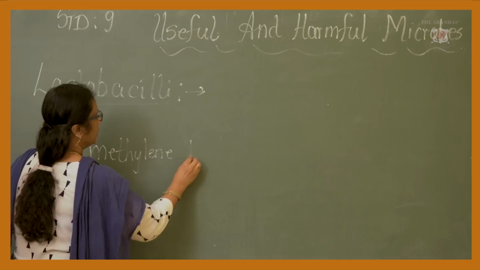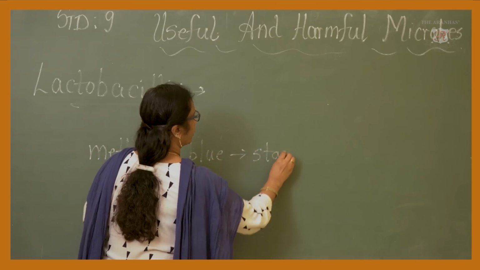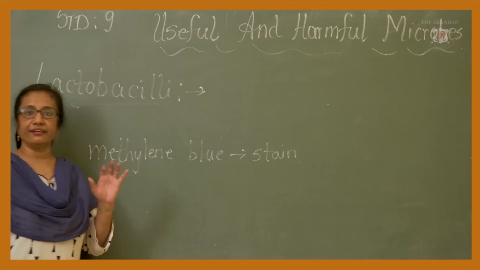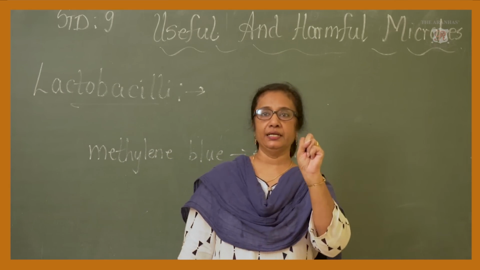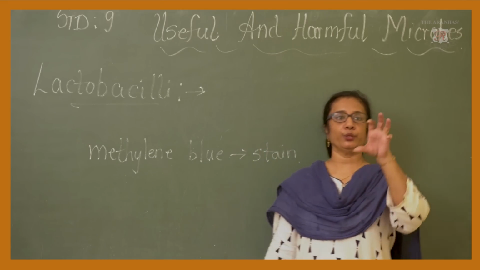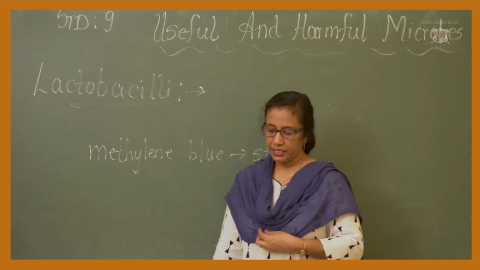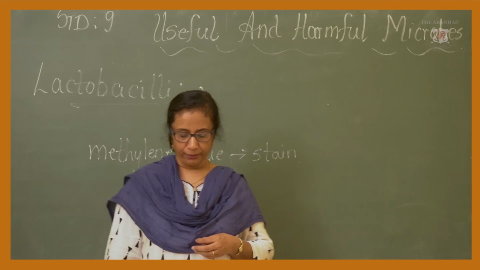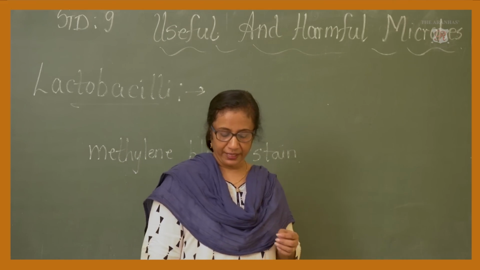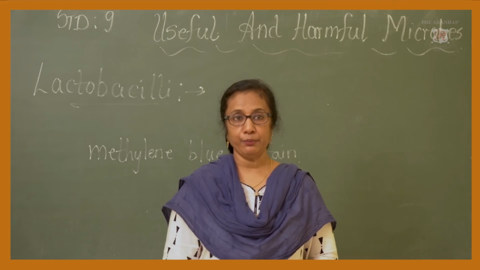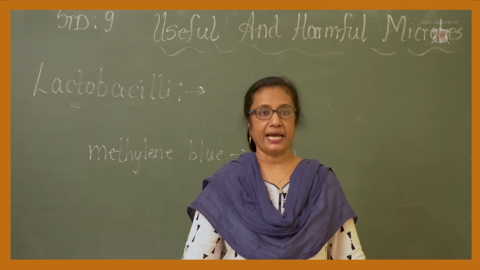Now this methylene blue, which I told you is a stain, helps us to identify the different parts very clearly, because certain regions get colored, and when you observe under the microscope, you are able to understand the different parts. Stain it with methylene blue and observe it under a microscope. Now, when we observe under a microscope, we are able to see blue rod-shaped organisms.